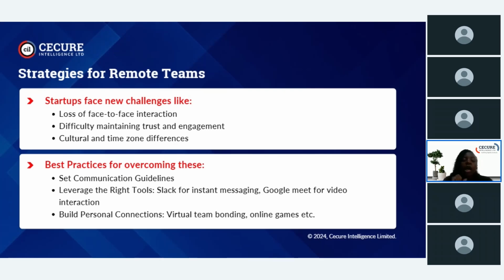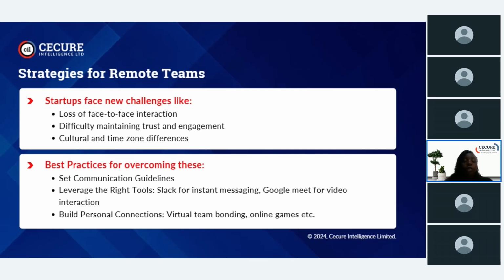Another way to overcome this challenge is to leverage the right tools. I mentioned Slack earlier, because Slack is an instant messaging tool. You want to communicate in real time. If I am thinking about something and I need to drop a message for Toyosi, I just open Slack and send a message to Toyosi, and the message will be delivered to her in real time. When Toyosi comes online, or if she's online at that time, she'll get the message. These are some of the tools you can use for instant messaging.